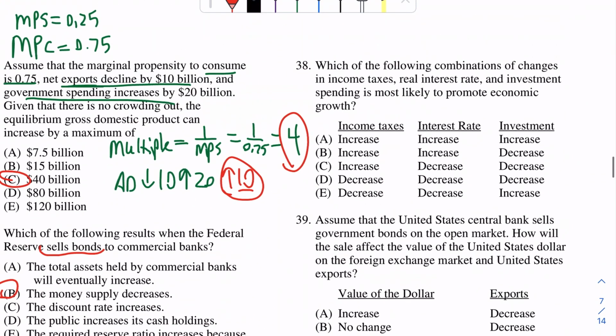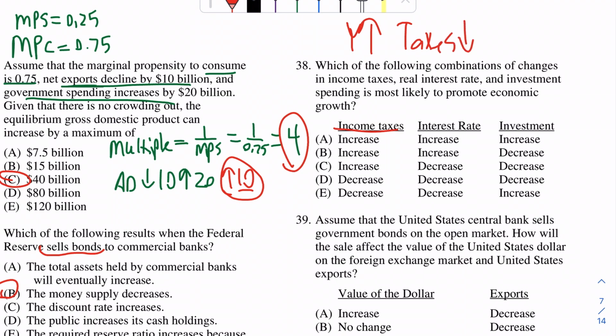38. Which of the following combinations of changes in income taxes, real interest rate, and investment spending is most likely to promote economic growth? So economic growth, right? We're trying to increase the economy. And how can we increase the economy? Well, we need more output. So looking at taxes, if I want more output, you need more money to spend on stuff. So taxes have to go down.